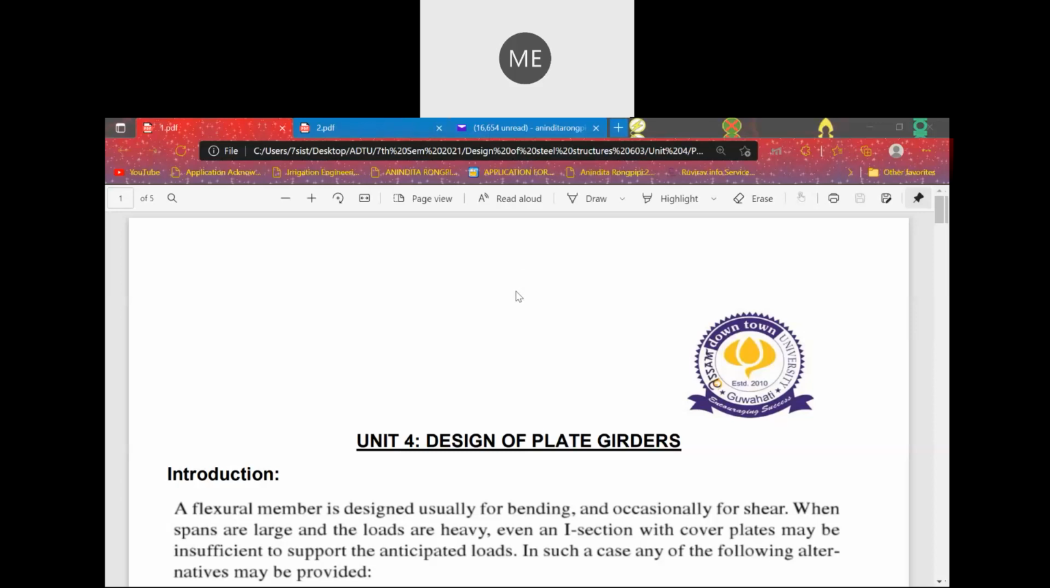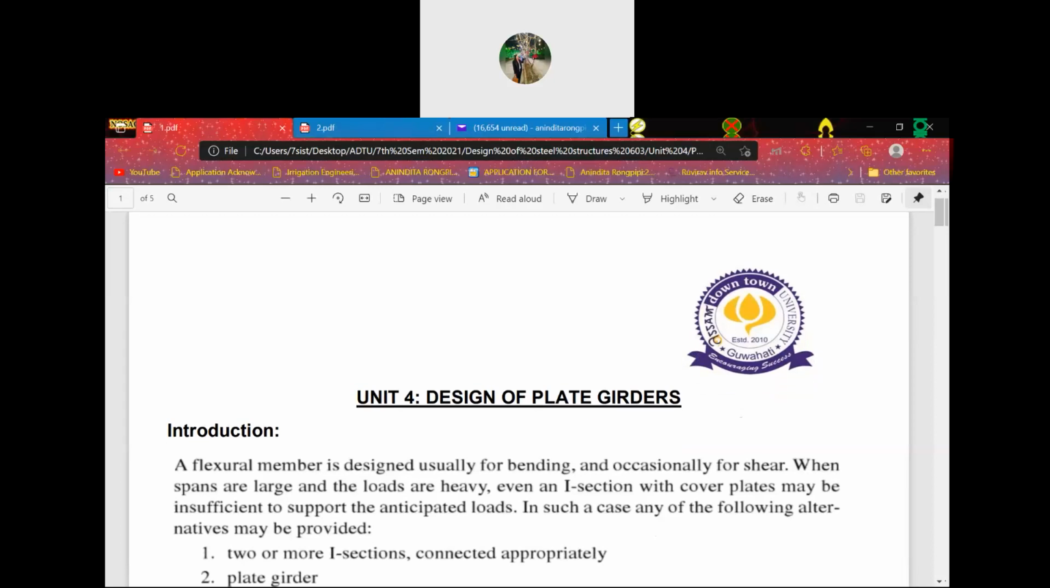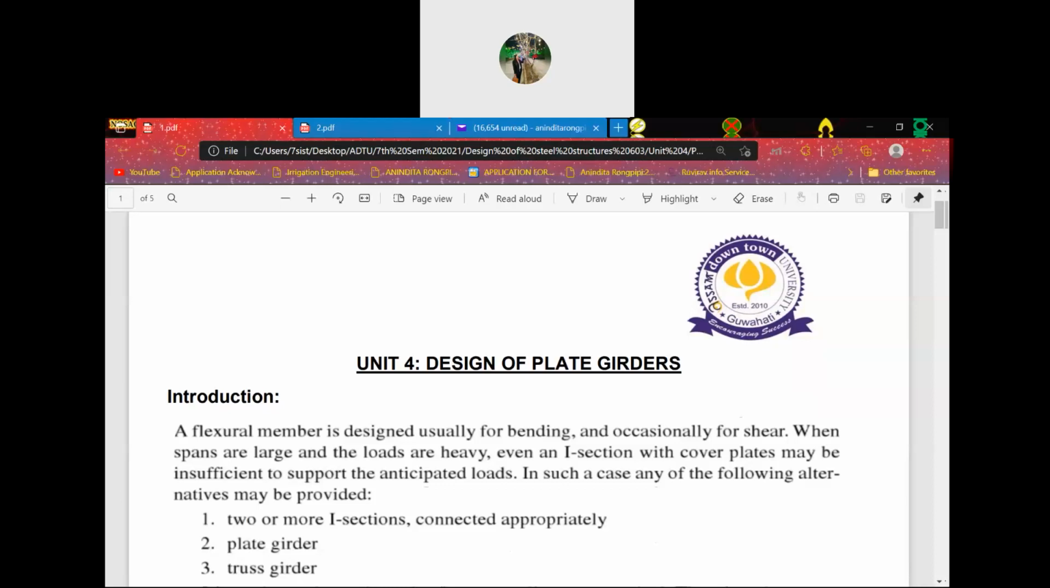So good morning, students. We'll start unit number 4, in continuation with unit number 4, which is design of plate girders. The first one is introduction. A flexural member, as we know, is designed usually for bending and occasionally for shear.